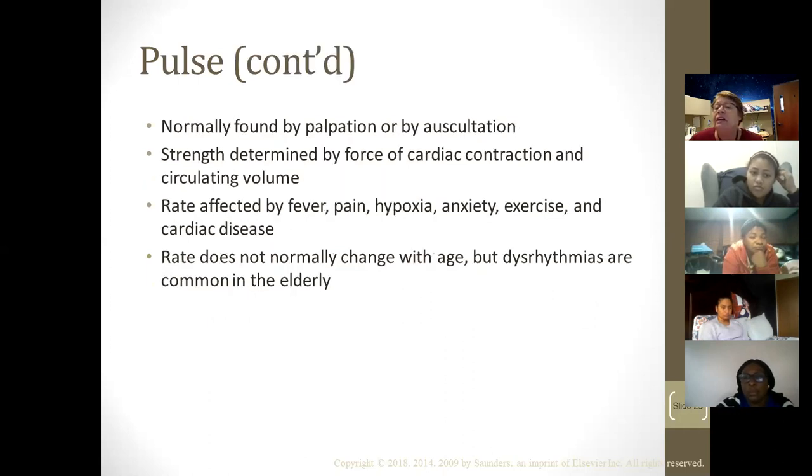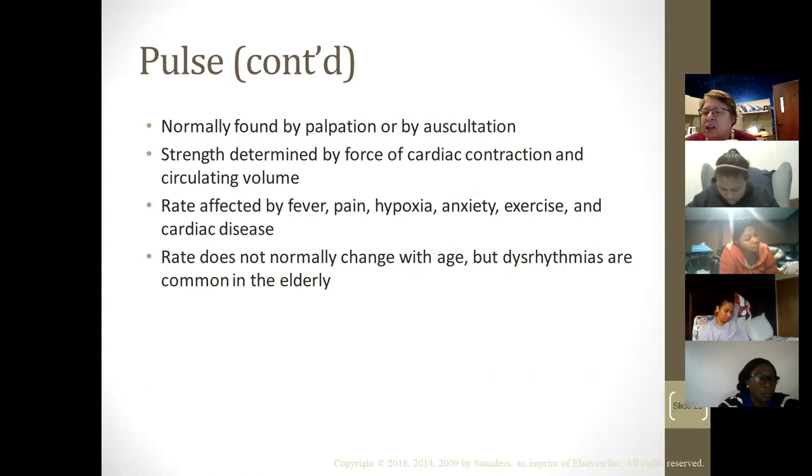So we normally check our pulse by palpation, which means we're touching, right? Or auscultation, which means we're listening with a stethoscope. The pulse rate can be affected by fever, pain, hypoxia, anxiety, exercise, and cardiac disease. But the rate normally does not change with age, okay?